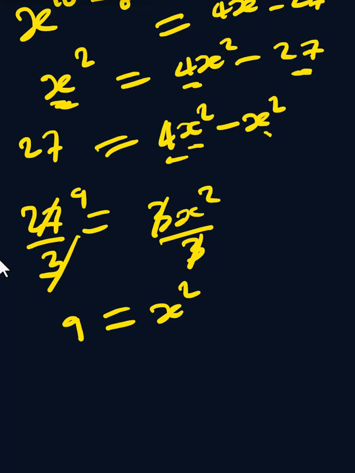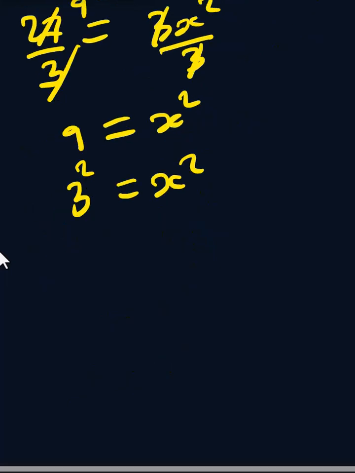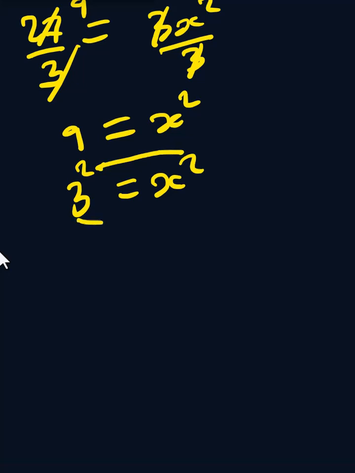Then we can express this 9 in the exponential form, and when we do that, we have 3 raised to the power 2 is equal to x raised to the power 2. At this point, you can see that the exponents are equal. So if the exponents are equal, then the bases are also equal. And therefore, our value of x is equal to 3.